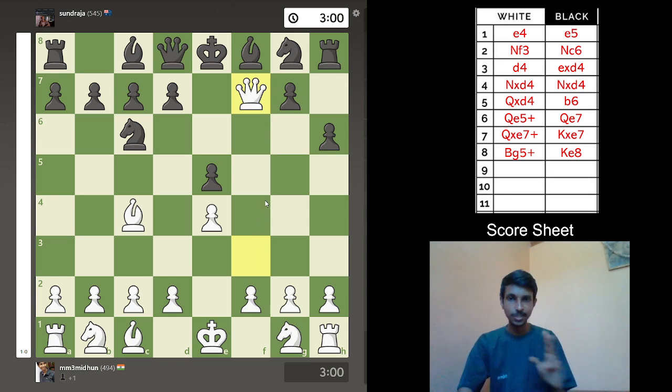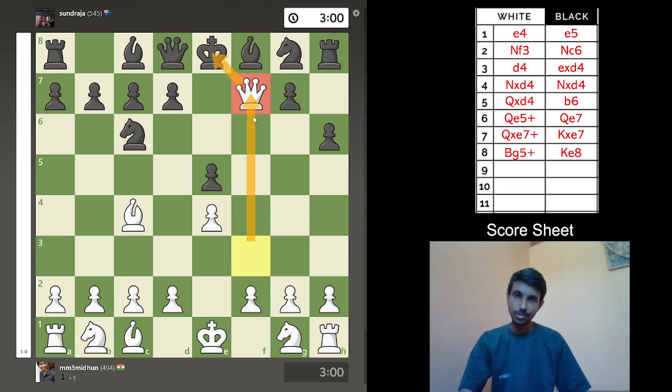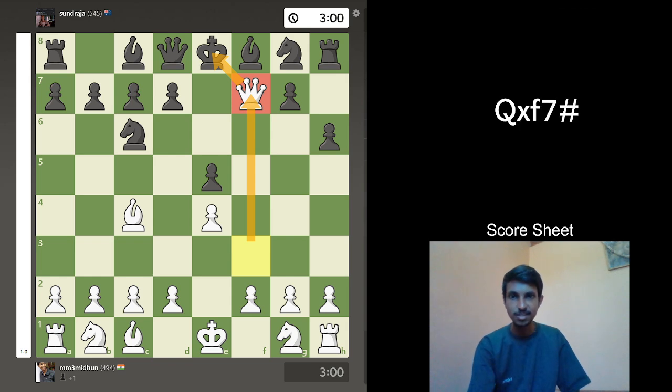Now there are two things happening here. One is that you're capturing a piece that was in this square, and one is that you're giving a checkmate. So you are using both the X for capturing and hash for checkmating, and hence you will be writing this move as Qxf7#, which means queen takes f7 checkmate.